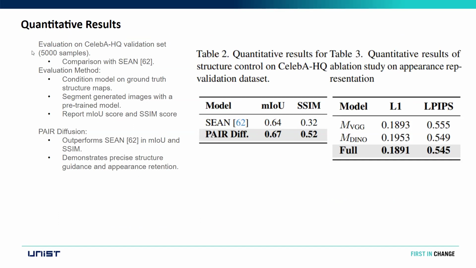For the evaluation on the CelebA validation set, it compares with the SCENE model. They use the conditional model on the ground truth segmentation, generate the image, and then use a pre-trained model to report the mIoU score and the SSIM. Here's the result, and it actually outperforms SCENE, not by that much, but still, and it shows precise structure guidance and appearance editing.